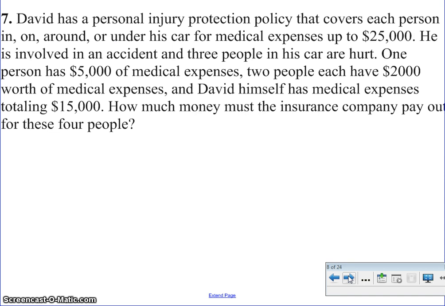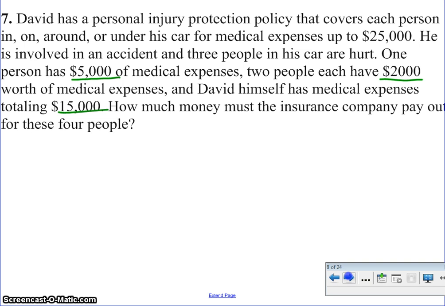Number 7, David has a personal injury protection policy, or a PIP policy, that covers each person in, on, around, or under his car for medical expenses up to $25,000. He's involved in a car accident and 3 people in his car are hurt. One person has $5,000 of medical expenses, 2 have $2,000, and David himself has $15,000. How much must the insurance company pay out for all 4 people? Well, remember here that he's covered up to $25,000 per person.